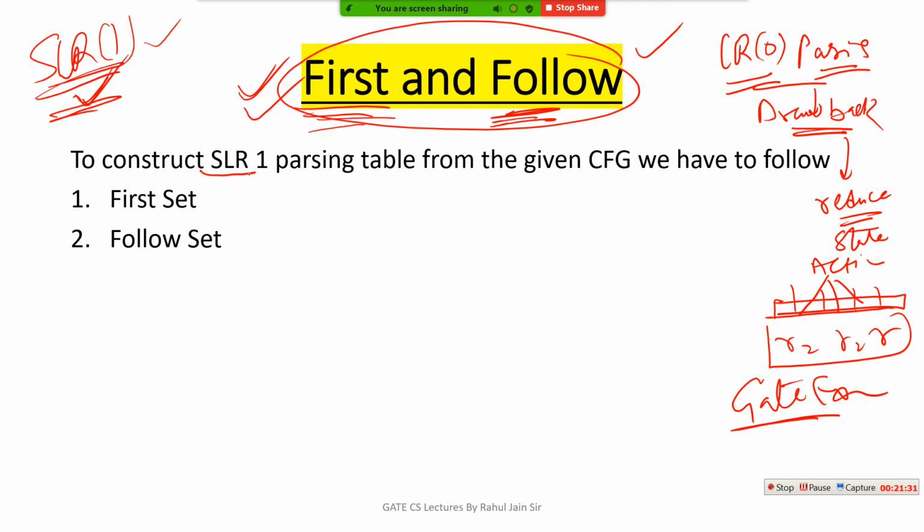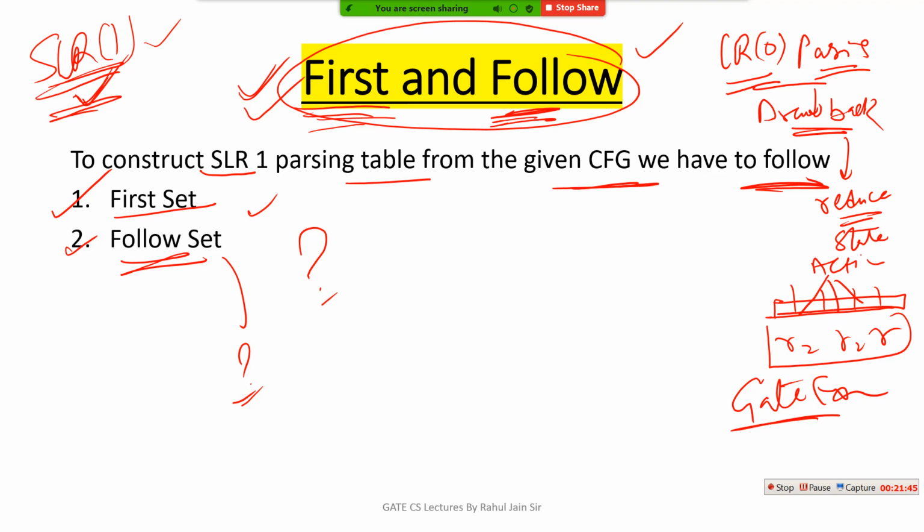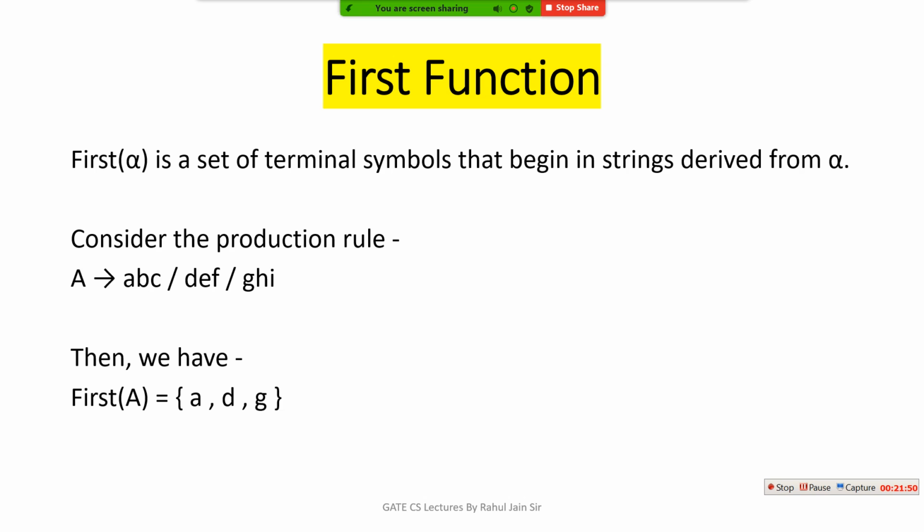Okay, so to construct the SLR1 parsing table from the given context free grammar, we have to follow the first set and second is the follow set. Now what is the first set and what is the follow set? We need to discuss it. So I am first discussing the definition of the first function, and after that we will solve a lot of questions on this topic, so that you become aware of each and every question, how to evaluate the first function, how to evaluate the follow function, and we will also discuss previous year GATE questions on first and follow, right?